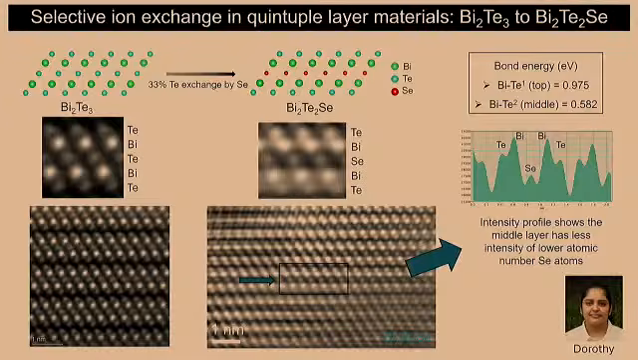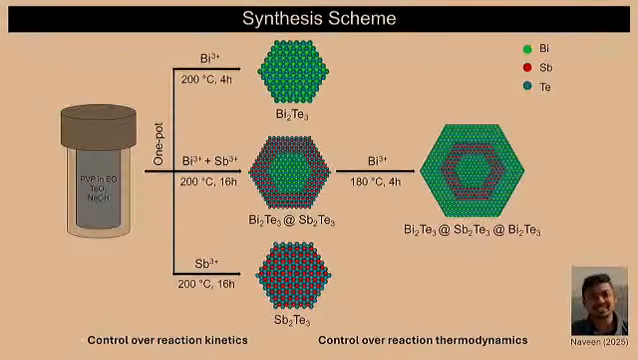If you take a HAADF image, selenium being lower atomic number than tellurium, you can very clearly see in this image that the central layer, which was uniform tellurium, tellurium, tellurium, has now become tellurium, selenium, tellurium. Okay, so it's a site selective exchange that's happening here, and we can directly see this only because we're able to do cross section and look at this at this resolution, right?